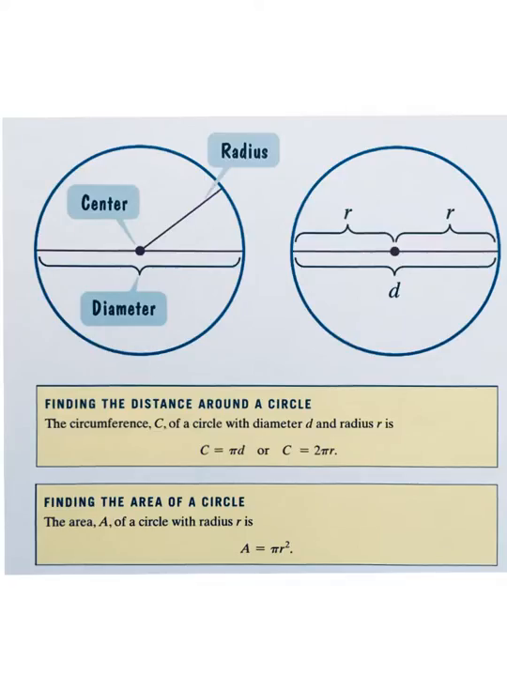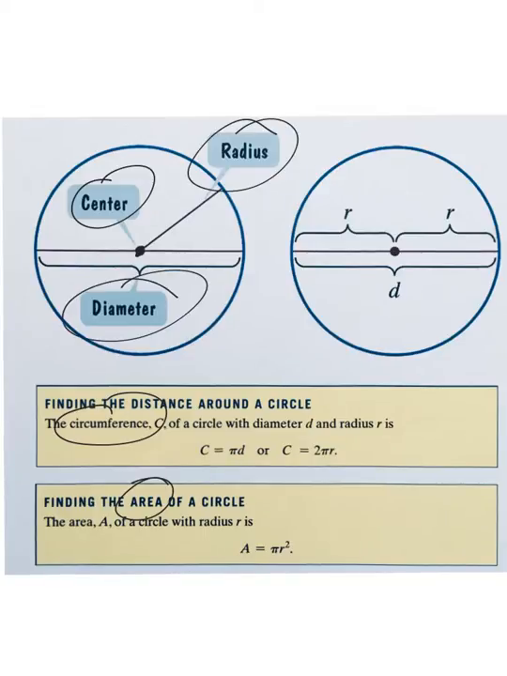The last few questions are going to ask us to find the circumference and area of circles. Before we can do that, we need to make sure we are familiar with some of the vocabulary for circles. So we do have the center of a circle, which is right smack in the middle. And then sometimes they'll give you the radius, but other times they'll give you the diameter.